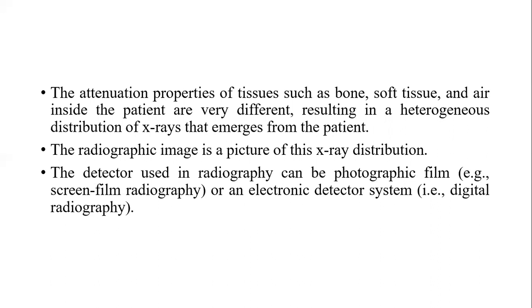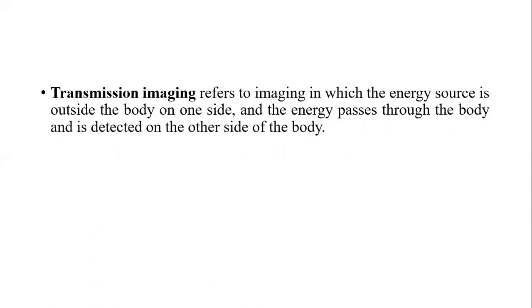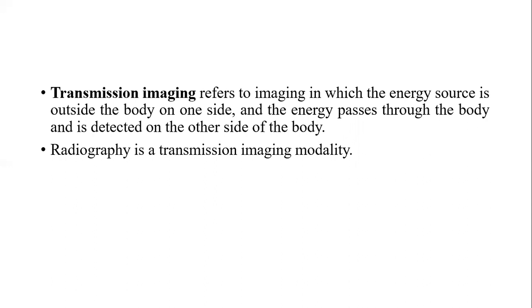The detector used in radiography can be a photographic film, for example, in screen film radiography technique, or an electronic detector system, which is used in digital radiography. Transmission imaging refers to imaging in which the energy source is outside the body on one side and the energy passes through the body and is detected on the other side of the body. Radiography is an example of transmission imaging.